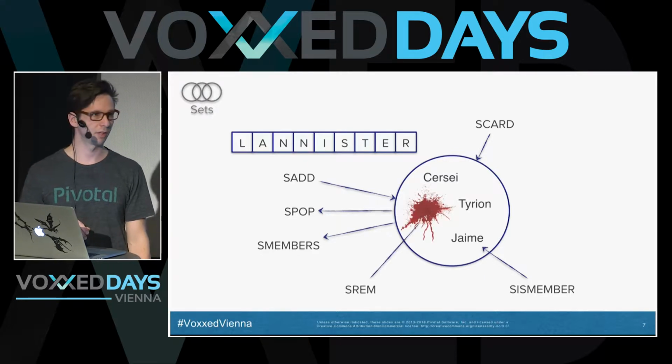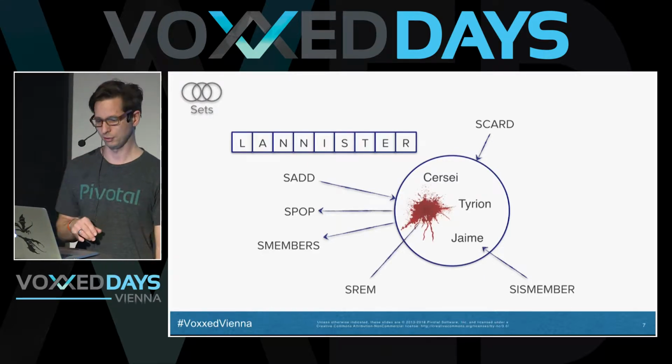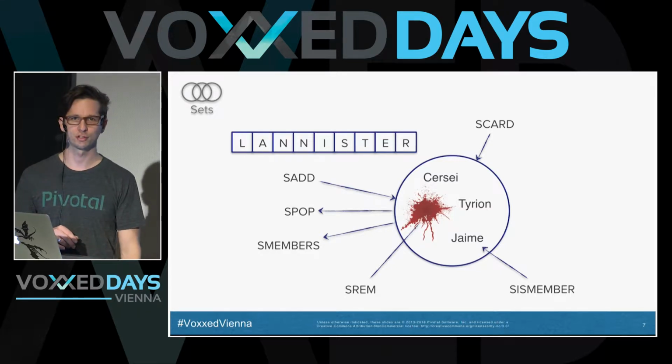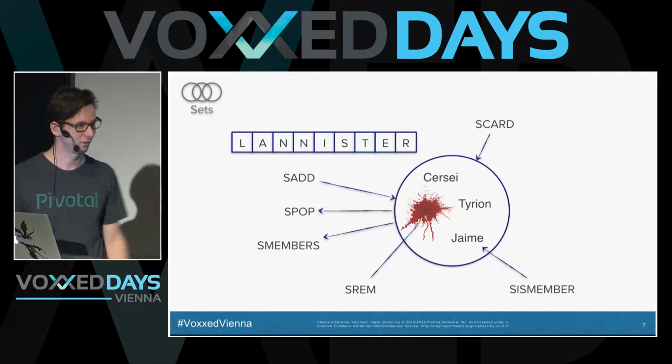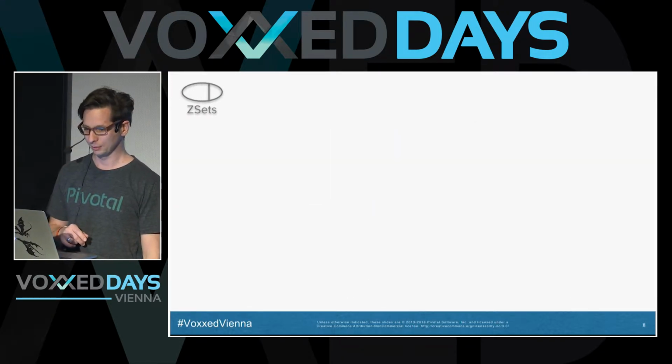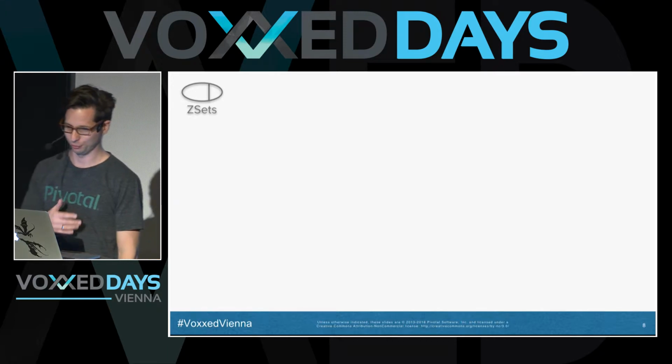And of course, you can remove something from the set, issuing srem, because poor Tywin got unfortunately shot by his son, so he's no longer there. Sorry for that. Though he was a bastard, I guess, so he deserved it.